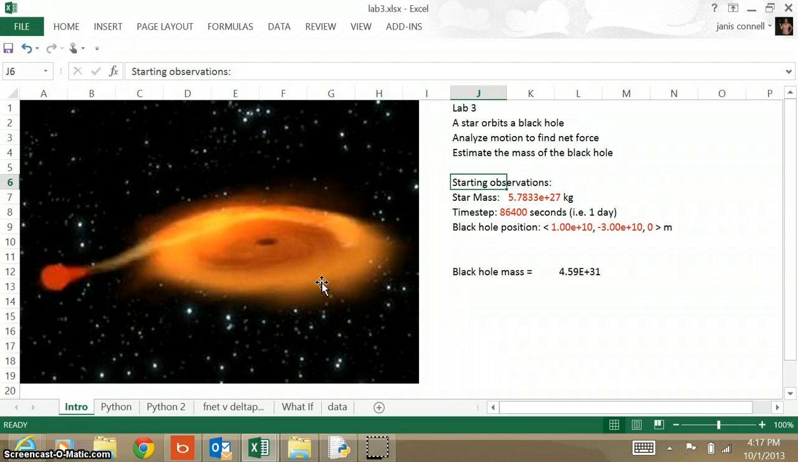In Lab 3, we were asked to analyze the data of a star as it orbits a black hole. We were to analyze the motion to find the net force and then estimate the mass of the black hole. The starting observations are here. So we have the mass of the star, how many seconds in a day or each observation time increment, and the vector of the black hole position. From this information, I calculated a black hole mass of 4.59e31. Now I will walk you through how I did that.